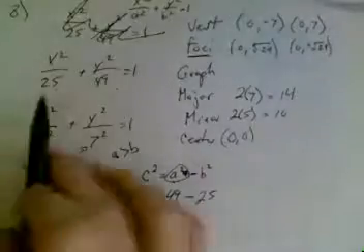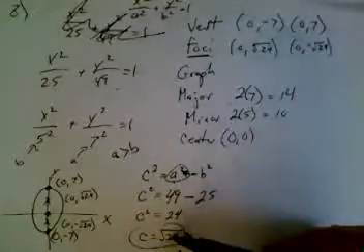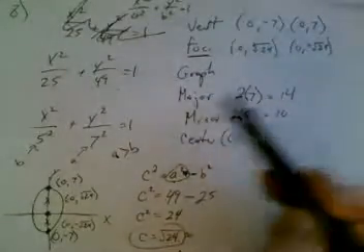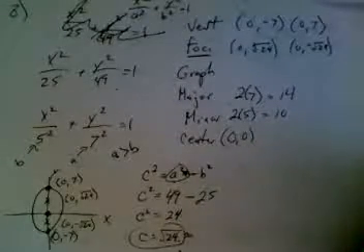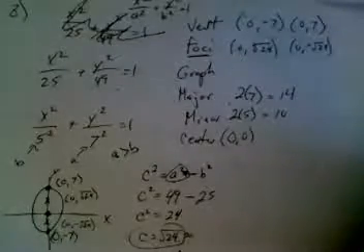My foci are going to be based on this formula, c squared is equal to a squared minus b squared, and I'm just going to use those two original values that I was given. I'm going to plug that in, find out what c is, and use that c value to find out where my foci are. My major, minor, and the center are all given to me basically right by the graph. So that covers doing an ellipse centered at the origin.